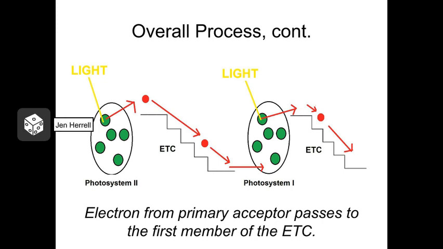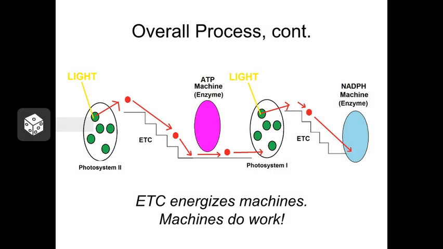Now, who is going to accept these really excited electrons that are shooting out of these photosystems? Well, again, they're going to be accepted by the electron transport chains. There are two different electron transport chains, and they are attached to different machines. So let's take a look at each of them. The electron transport chains are attached to different machines that are going to do some work for us. So the ETCs provide the energy for the work, and the machines actually do the work. This first electron transport chain is attached to a machine that's going to make ATP. The second electron transport chain is attached to a machine that's going to make NADPH.